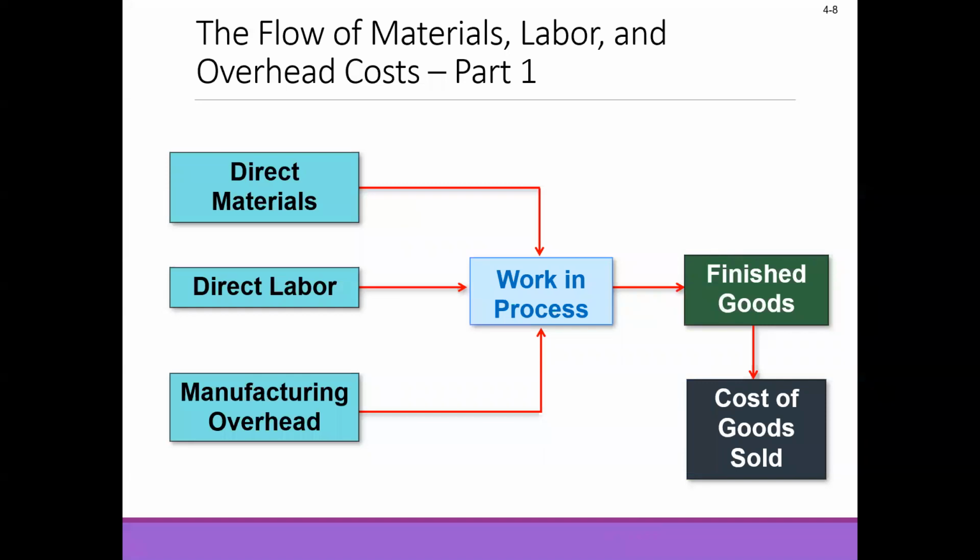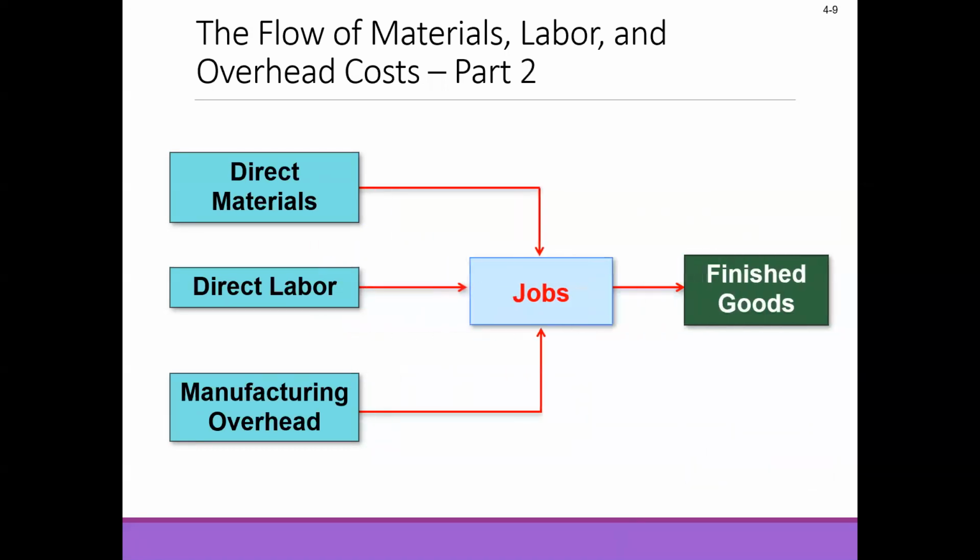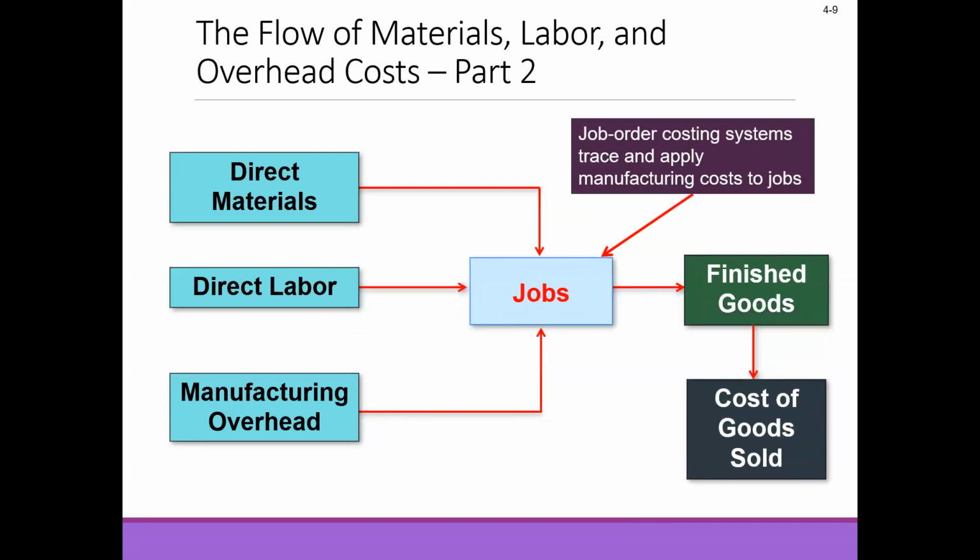So we're going to ultimately gather the direct materials, the direct labor, and the manufacturing overhead while these products are being manufactured. They will get put into work in process. Again, once the job is completed, they will go into finished goods with ultimately the goal of being put onto the income statement under cost of goods sold.